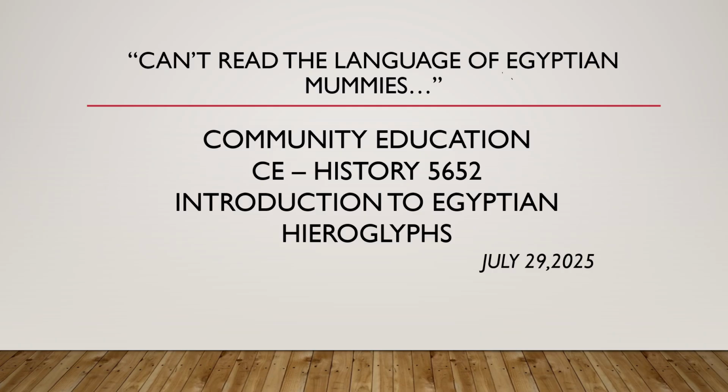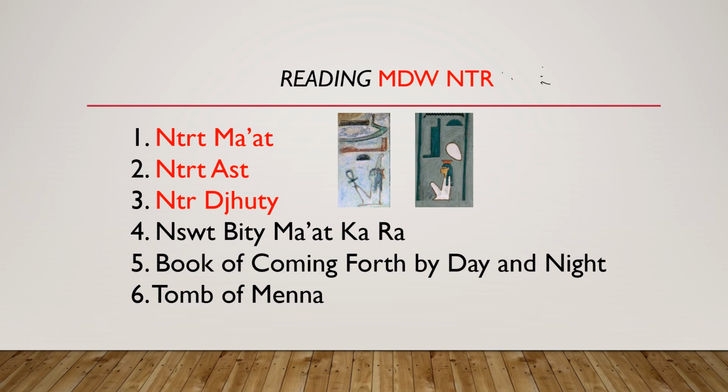Okay, so this is a community education program, and it is the introduction to Egyptian hieroglyphs. We spent the first 3 lessons looking at the members of the Netjer, Netjeru, which is plural for Netjer. We looked at the 2 Netjerets, Netjeret Ma'at and Netjeret Aset, and then last week we looked at Netjer Jehuti. Today we're going to look at Nasud Biti, and that Nasud Biti is Ma'at Kara.